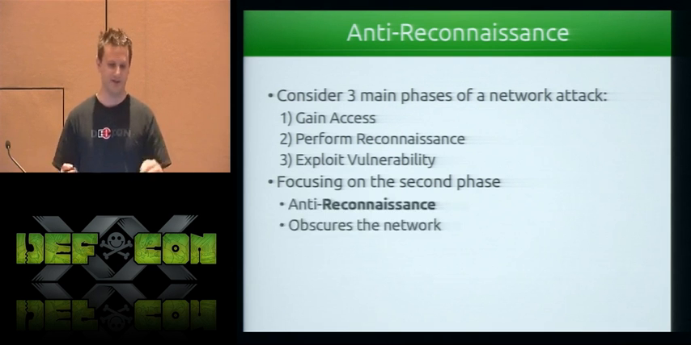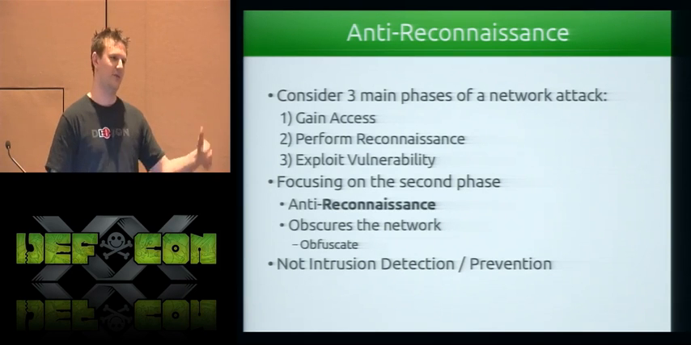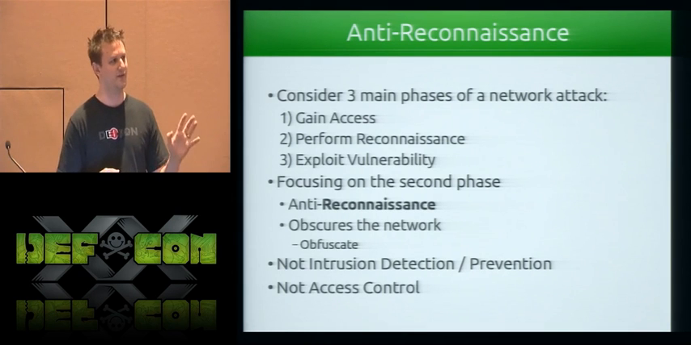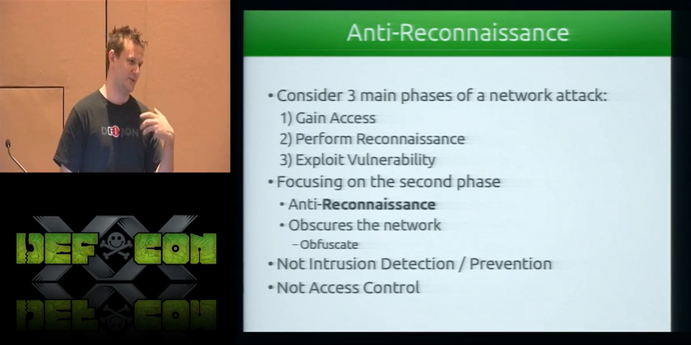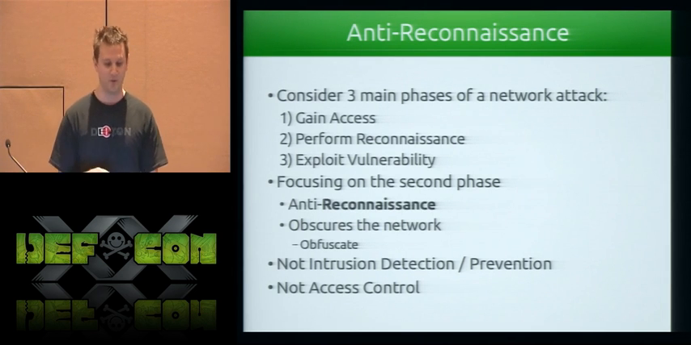So it's anti-reconnaissance, right? We're talking about obscuring, or more specifically, obfuscating your network. So we're not talking about intrusion prevention. If you want to say, hey, we found this bad guy, kick him off the network or something like that, that's not what we're doing, right? We're talking about fooling the attacker. Once you find that somebody's bad, you don't want to kick them off the network, because we can't even really do that necessarily. What you want to do is try to fool them further. And we're also not talking about access control.